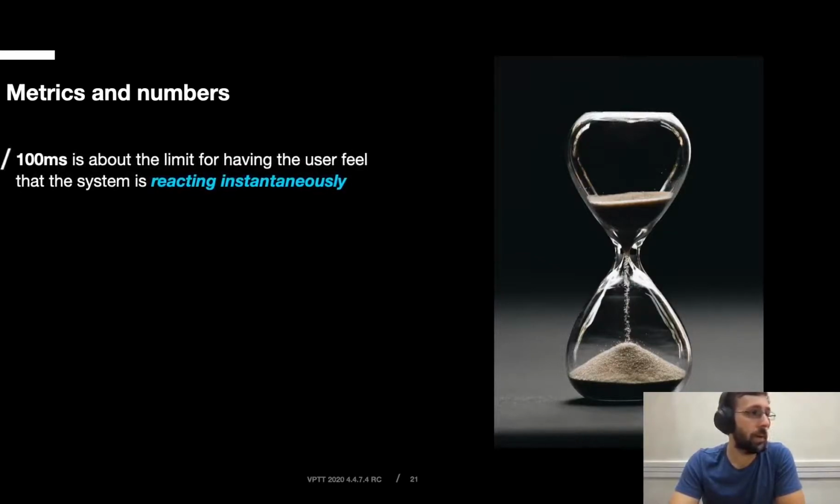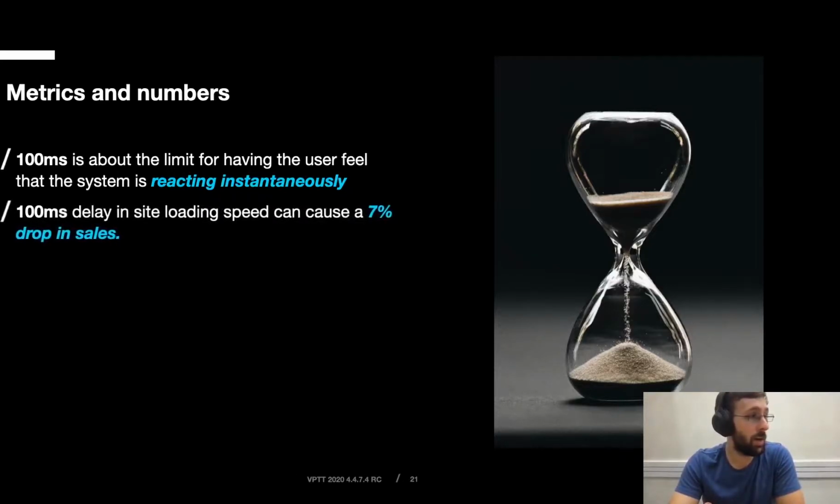So we have some metrics and numbers here. We can see that, for example, 100 milliseconds is about the limit for having the user feel that the system is reacting instantaneously. Just 100 milliseconds. That's very snappy, super fast. So a 100 millisecond delay in loading speed can cause a 7% drop in sales. That's a lot, and in several cases, a lot of money, right?